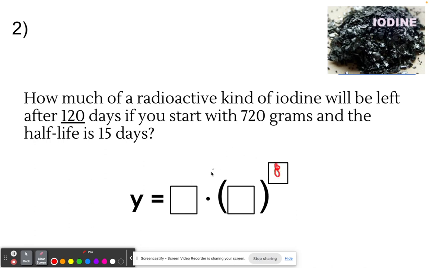We know we're starting from 720 grams. And again, we're talking half-lives, so it's going to be 1/2. So 1/2 to the 8th power times 720 will give me 2.8125 grams remaining after 120 days, or 8 15-day time periods.